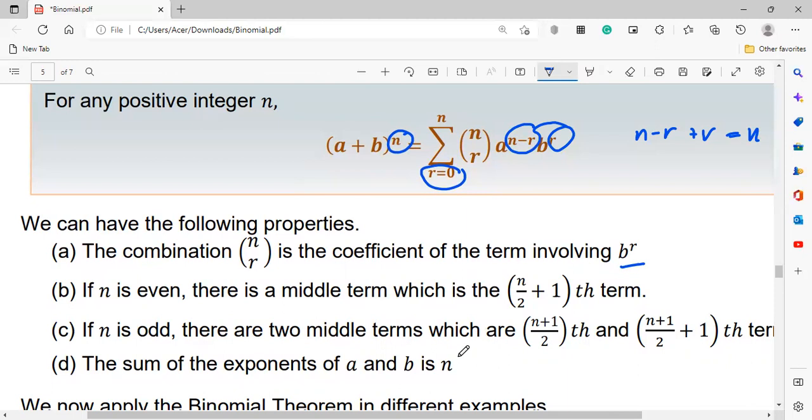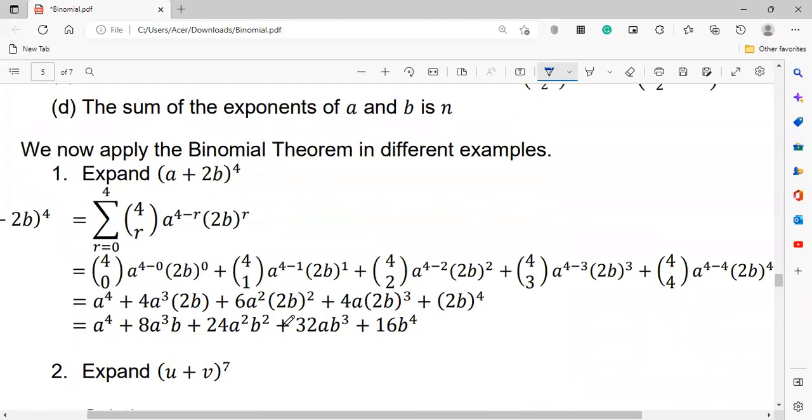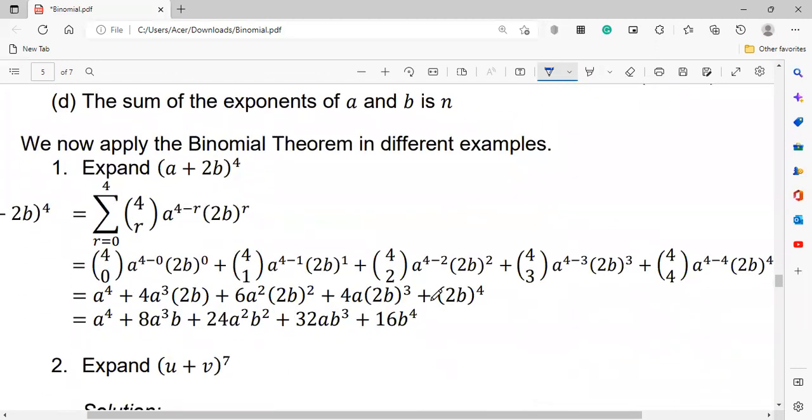Okay, so it should follow that when you add the exponents of these two, it should be n. So why is it that when n is even, there will be a middle term? Because the number of terms now is n plus 1. So may middle term. Samantala, when n is even, n plus 1 will become odd. Hence, may dalawang middle terms.